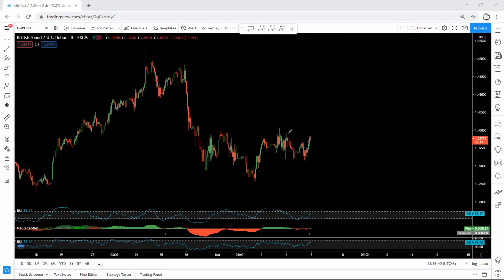By the way, we're looking at this correction. We just follow the chart. If you see any update or trade setup, I will share.